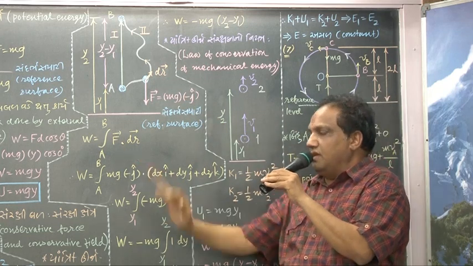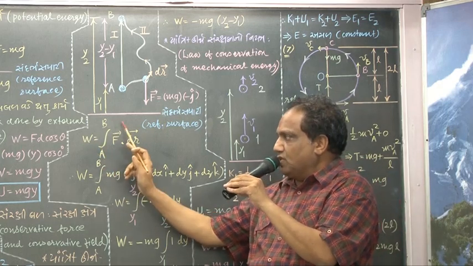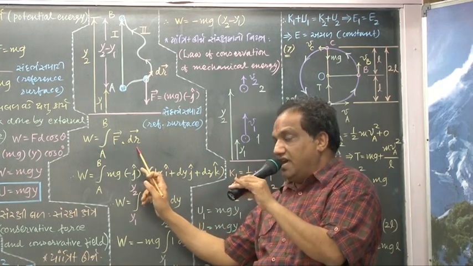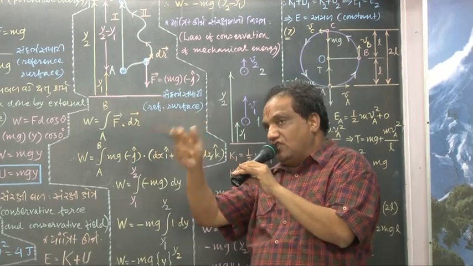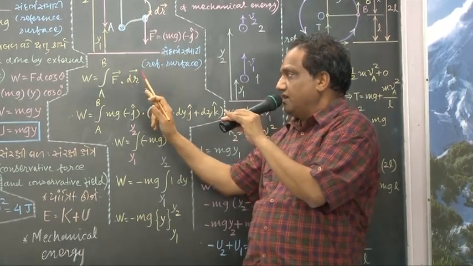Work done by variable force. Last time we had obtained W equals integration of vector F dot vector dl from A to B. Instead of vector dl, in this article in the textbook they have adopted the symbol of displacement as vector dl.